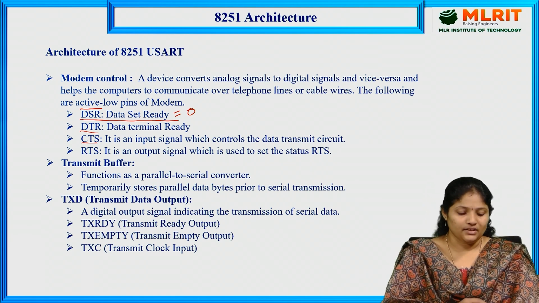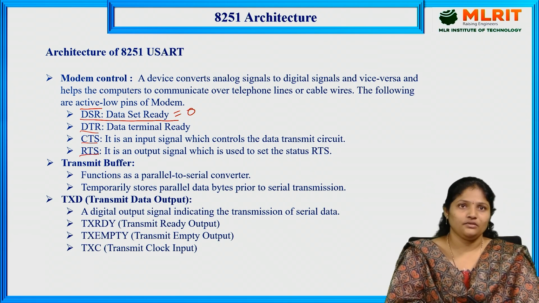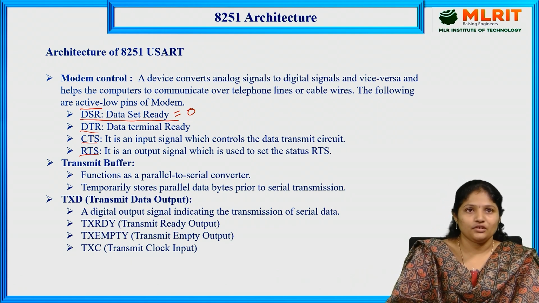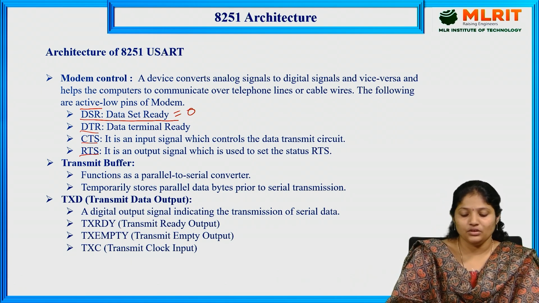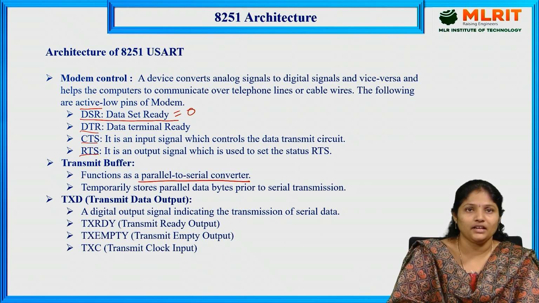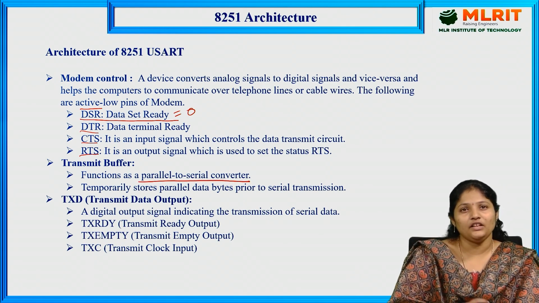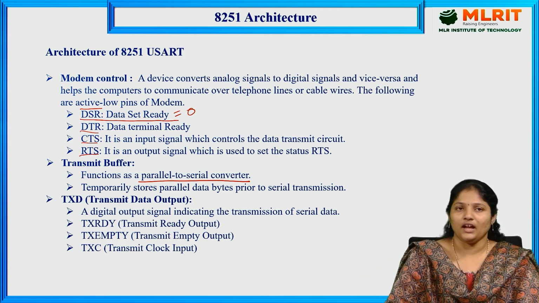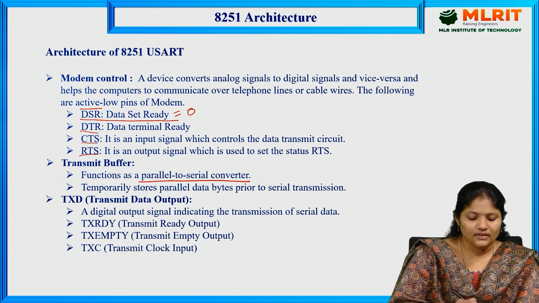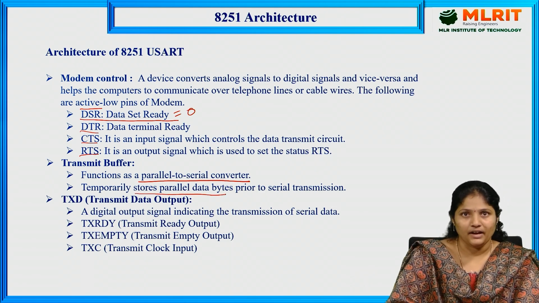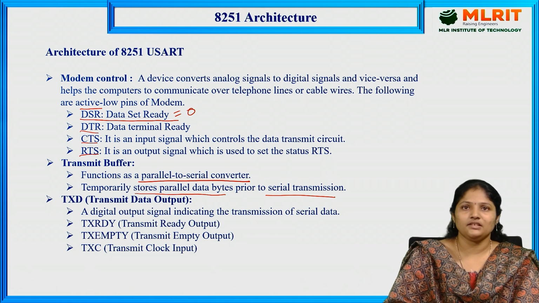Clear transmit set. So RTS is request to send. Next one is the transmit buffer. The transmit buffer is used to convert the data coming from the 8086, as it is parallel data. This parallel data will be converted to serial data and transmitted to the other peripheral devices. So this transmit buffer temporarily stores parallel data bytes and performs the serial transmission.